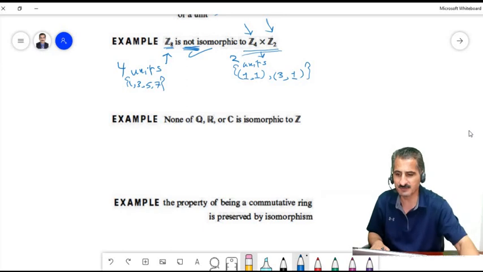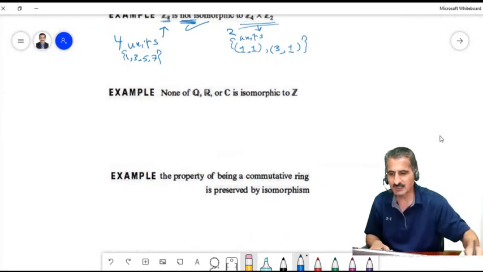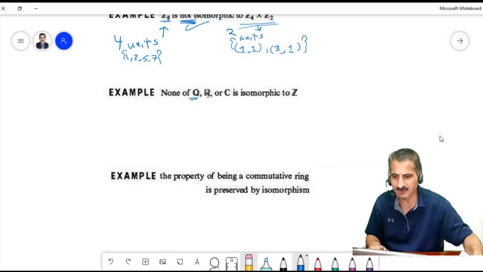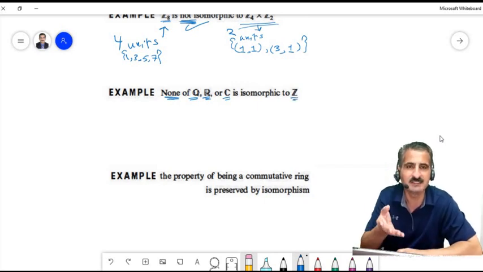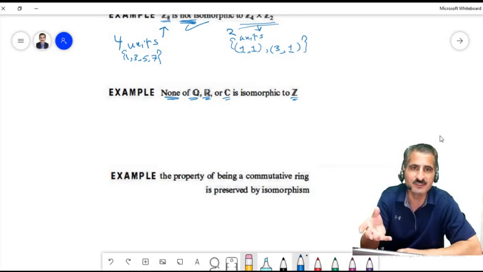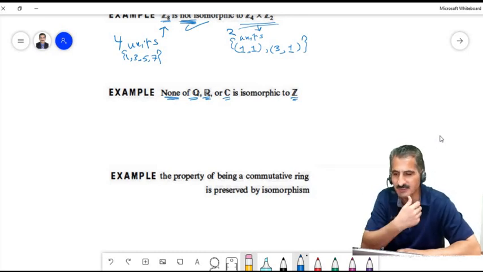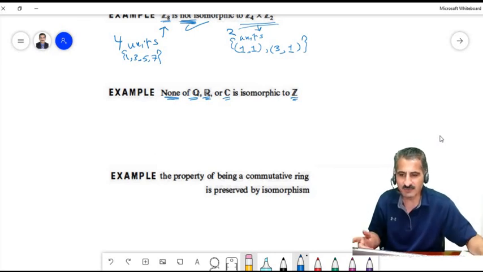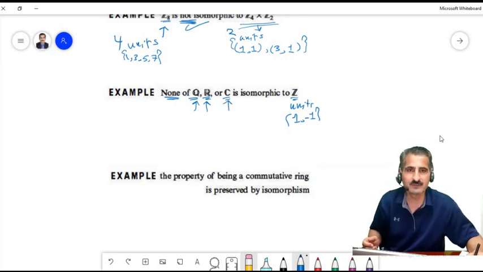Same thing here. What do you think? Each of the rational numbers, the real numbers R, or the complex numbers C, none of them is isomorphic to Z. This is very clear because Z is an integral domain, not a field, and each one of these is a field. Also the units: in Z we have 1 and -1 only, but in each of these every nonzero element is a unit. So in each one of these there are infinitely many units, but in Z we have 2.